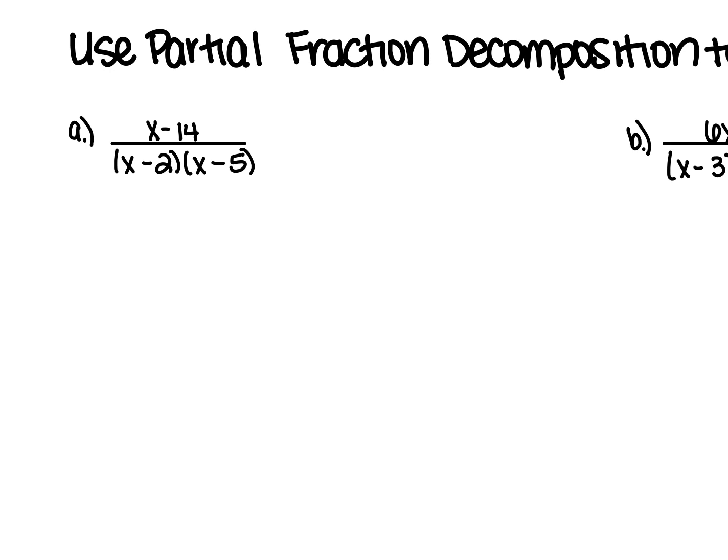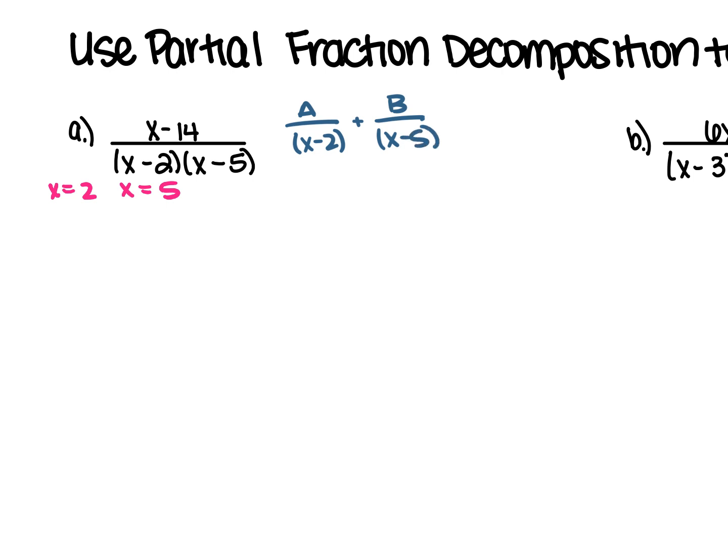For A, you have x minus 14 over x minus 2 times x minus 5. Your denominator is factored for you, so that means that you have x is equal to 2 and x is equal to 5. We just moved the 2 over, moved the 5 over once it was set equal to 0. So that gives you 2 parts. You're going to work with a over x minus 2 plus b over x minus 5.